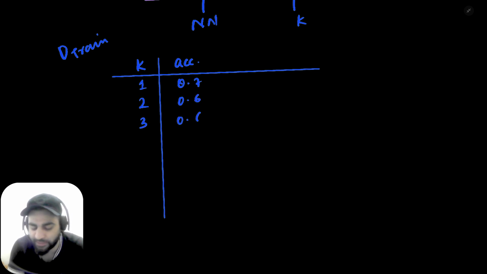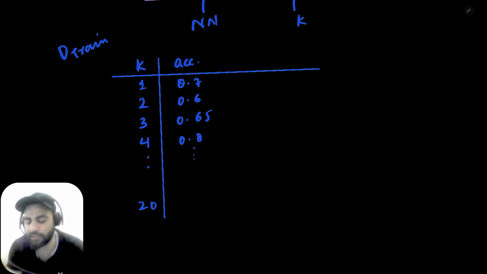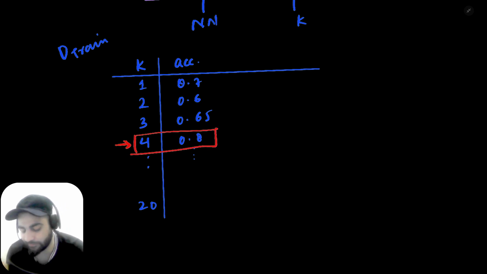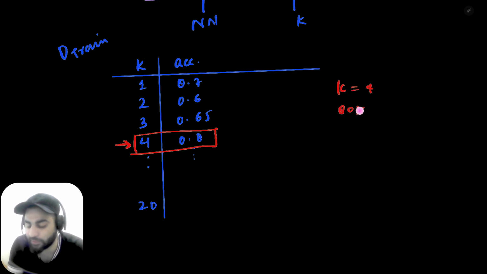Let's suppose this is 0.65. 4 neighbors. This is, let's suppose, 0.8 or something like this. So then we'll just vary this k from, let's suppose, 1 to 20, and we'll see what is the best accuracy value that we'll get. Let's suppose on this 4 value we got the best accuracy. Okay, so now we got the accuracy of 80% over this. So when we had k equal to 4, we got 80% accuracy.